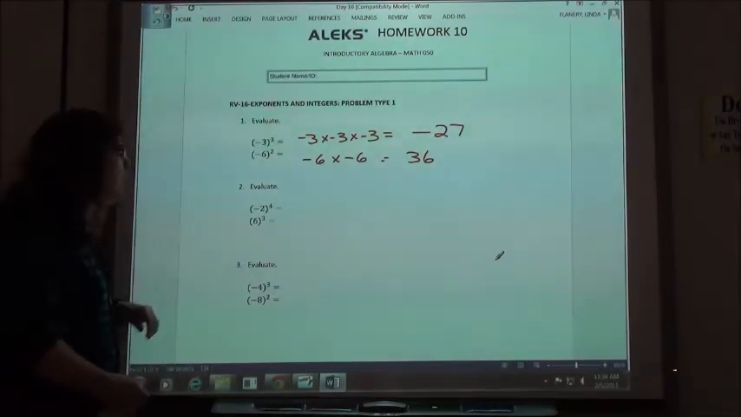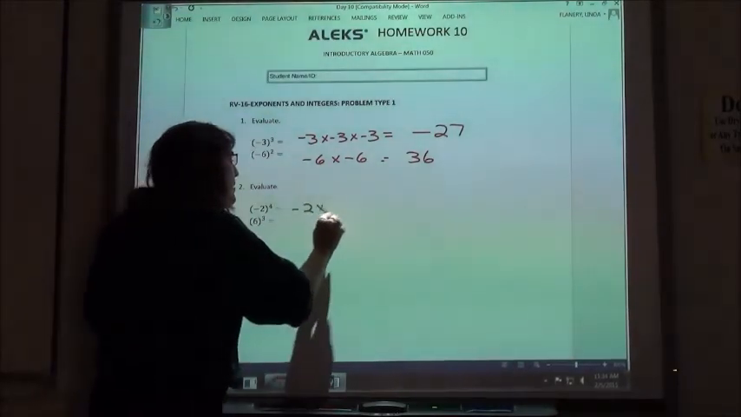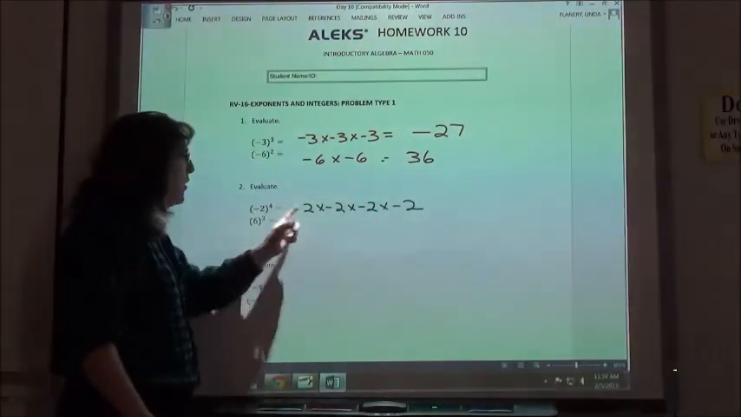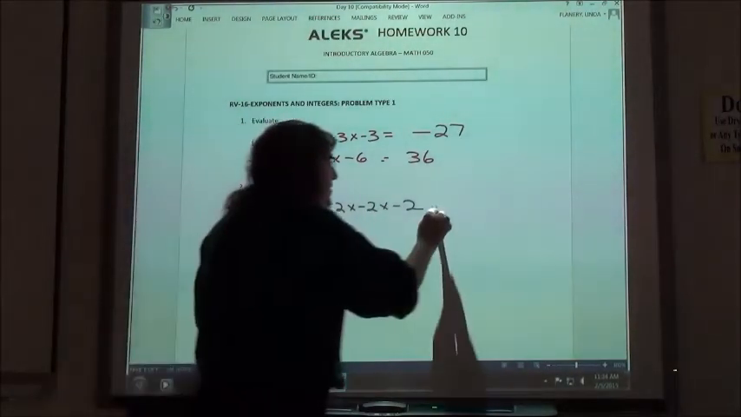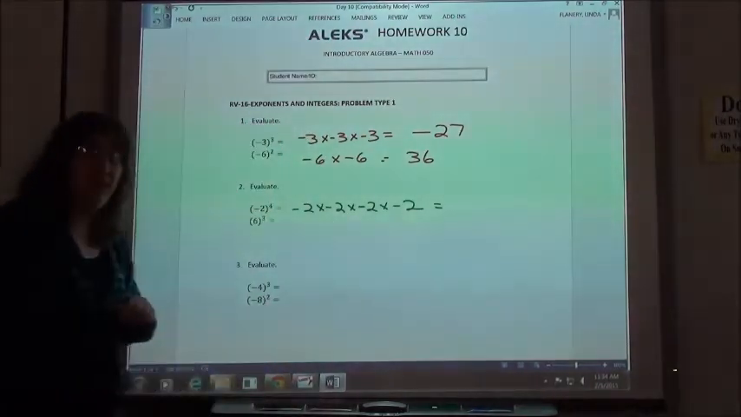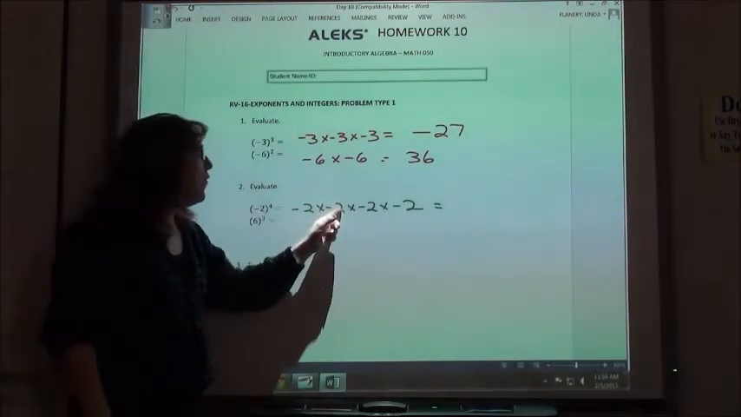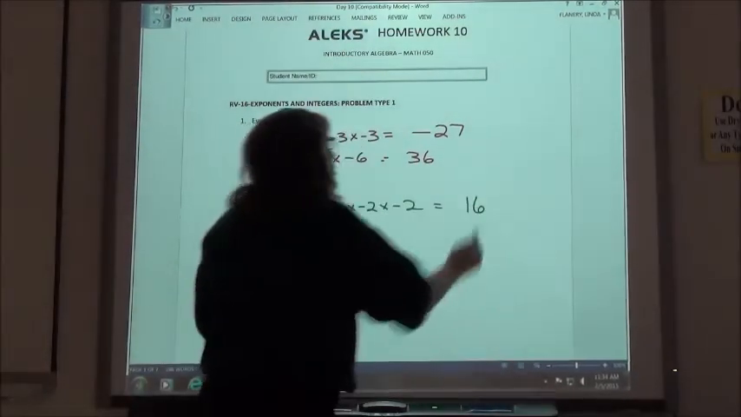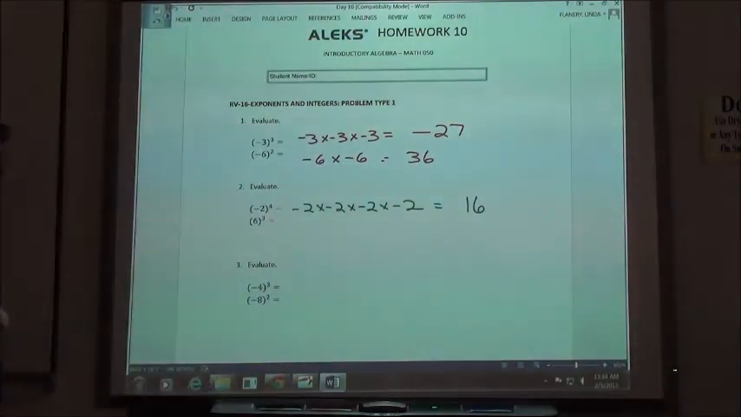So negative 2 to the fourth means negative 2 times negative 2 times negative 2 times negative 2. 1, 2, 3, 4 negatives means I'm going to get a positive answer. 2 times 2 is 4, 4 times 2 is 8, 8 times 2 is 16, so positive 16 is my answer.